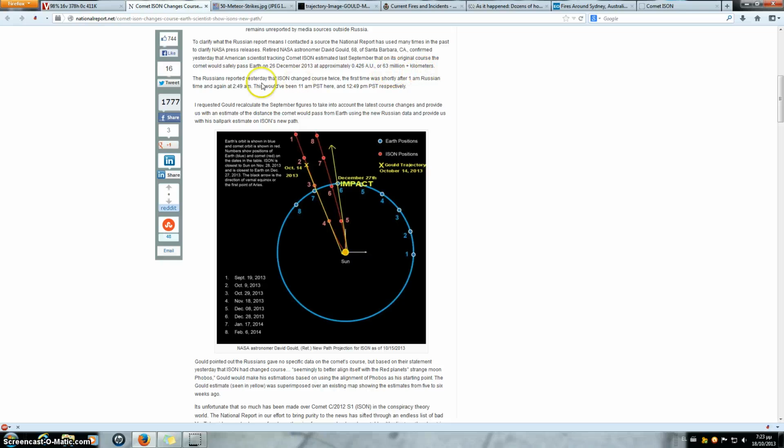The Russians reported yesterday that ISON changed course twice. The first time was shortly after 1 a.m. Russian time and again at 2:49. This would have been 11 a.m. PST here and 12:49 PST respectively. I requested Gould recalculate the September figures to take into account the latest course changes and provide us with an estimate of the distance the comet would pass from Earth using the new Russian data and provide us with his ballpark estimate on ISON's new path.